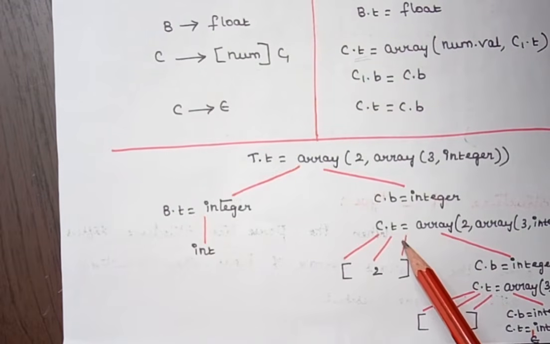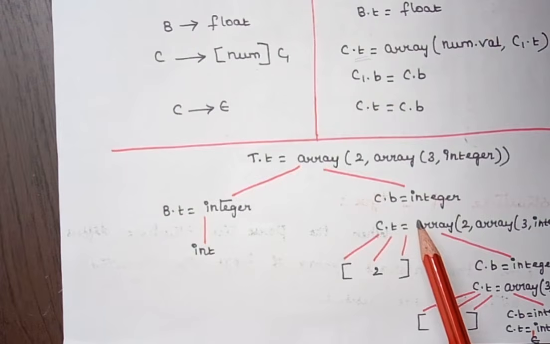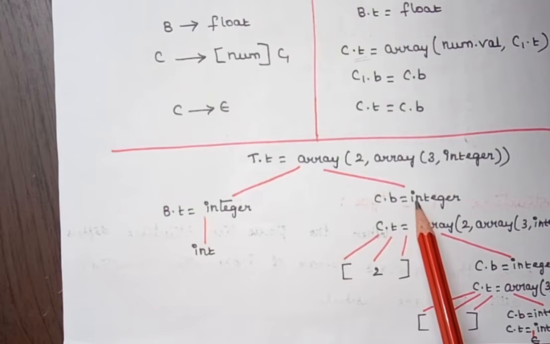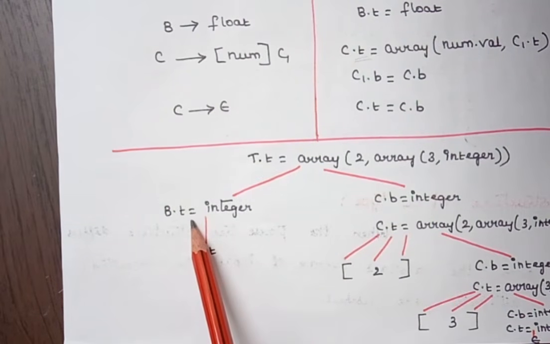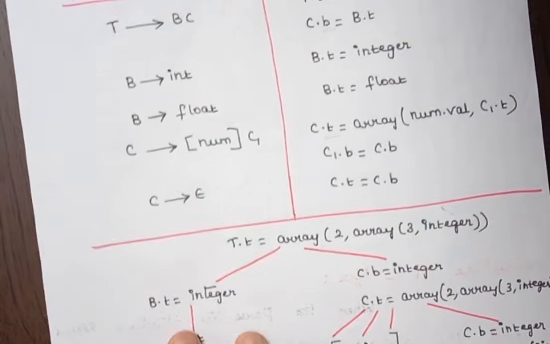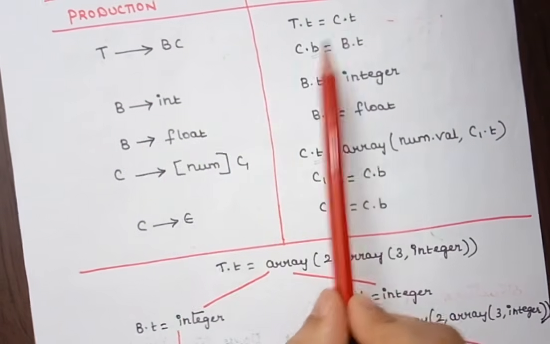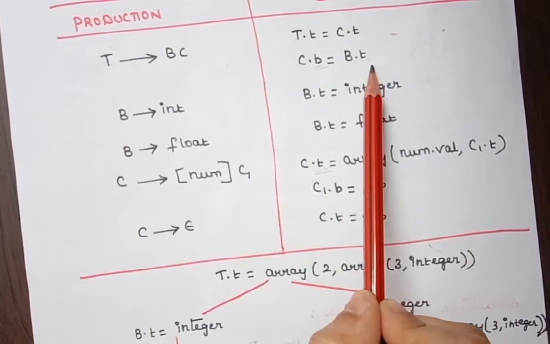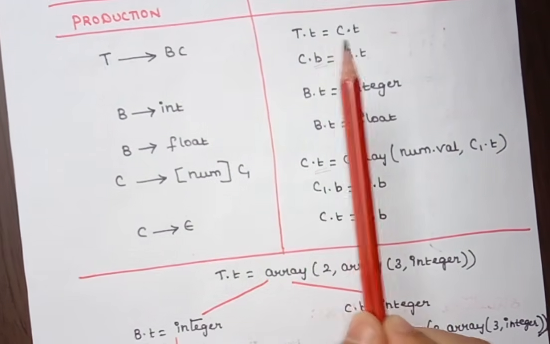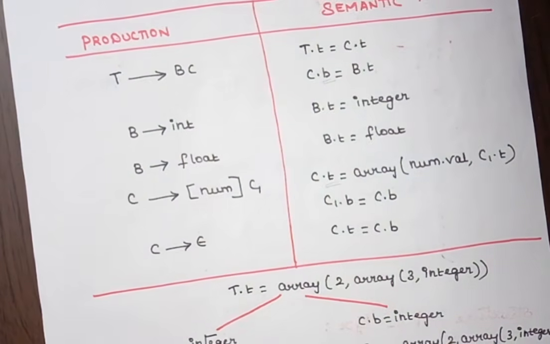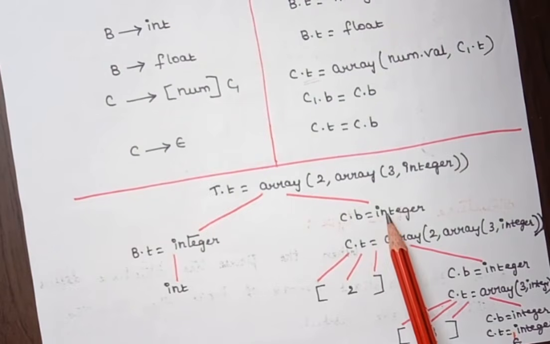And coming to this one, here we have C, and for C we have both a synthesized attribute as well as an inherited attribute. For this C dot b, the inherited attribute b, the value is taken from the attribute b. According to the first production, you can see we have a semantic rule that C dot b is equal to B dot t. So here we are passing the synthesized attribute value of B to the inherited attribute value of C. That is what is happening here, and this integer value is also passed to all the child nodes of this inherited attribute C.